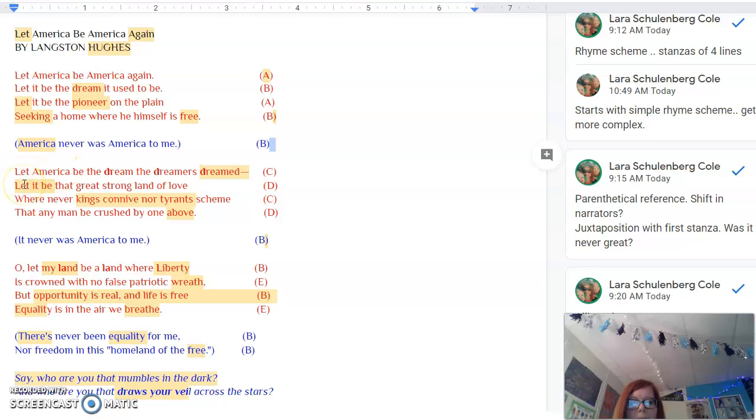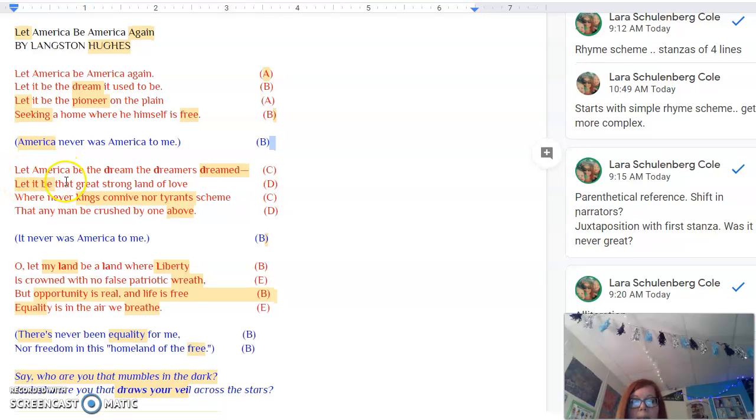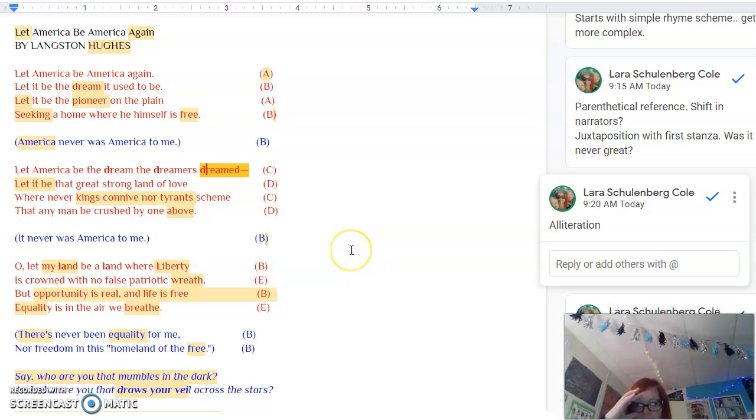Then I go into the next stanza, let America be the dream the dreamers dreamed. Well, first thing I notice is the use of alliteration. All right, alliteration is usually linking ideas together with that initial sound, the repetition of that initial sound. So dream, the dreamers dream. So again, it emphasizes that motif of the dream.